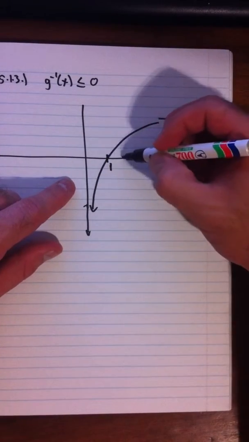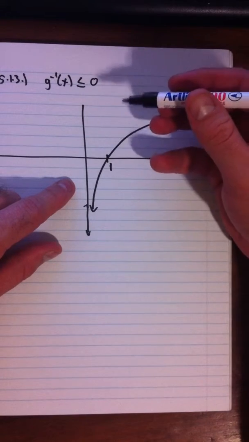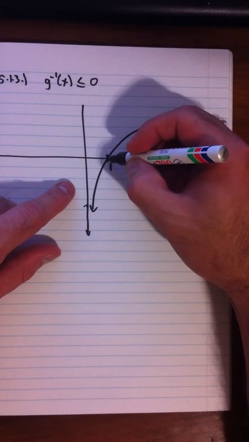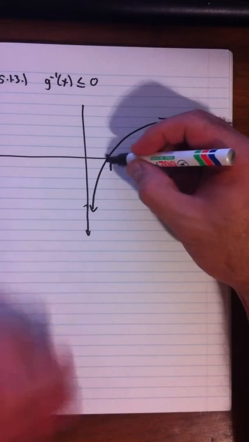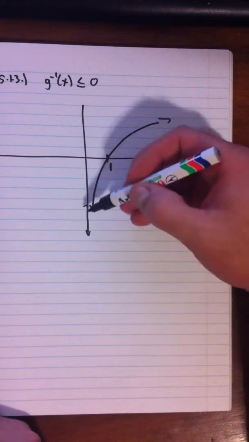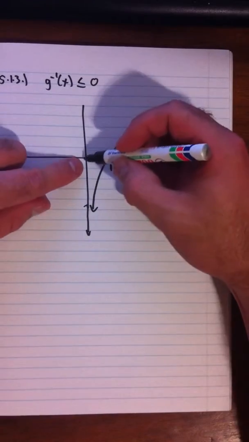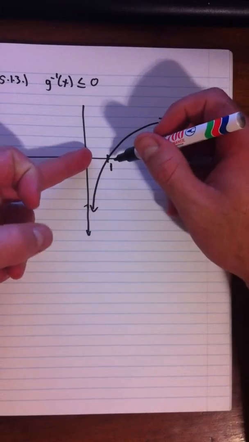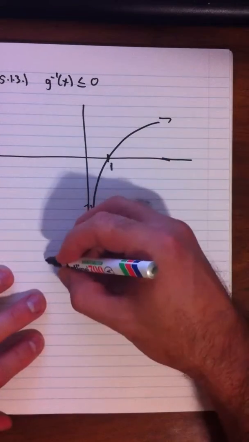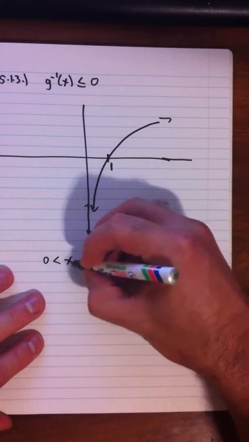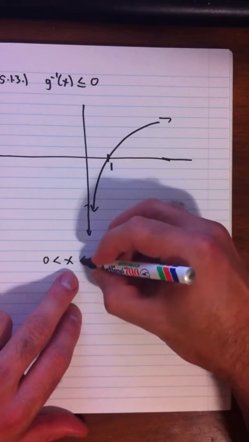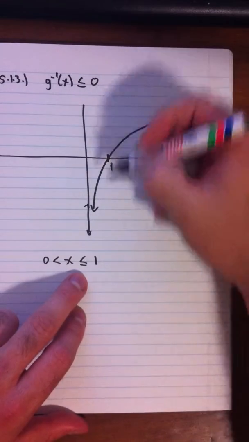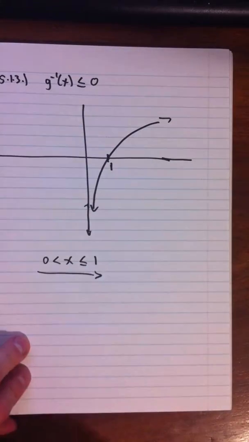Now for which x values is that true? If we take an x value greater than 1, we see the graph is bigger than 0. At 1, it's equal to 0. For x values less than 1, the graph is below the x-axis, so only between 0 and 1. So we'll say that for all the x values greater than 0, but less than or equal to 1, the graph is less than or equal to 0. And that's your answer.